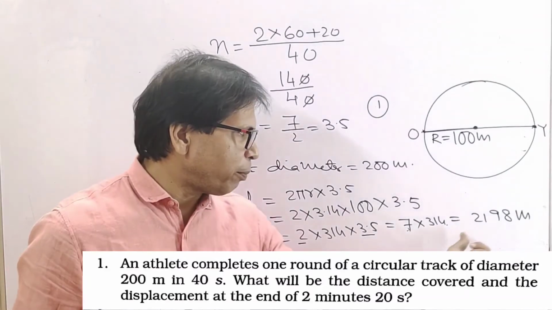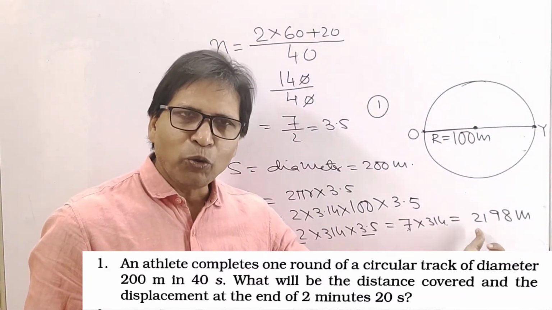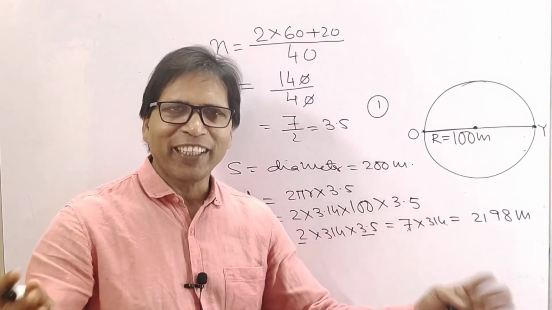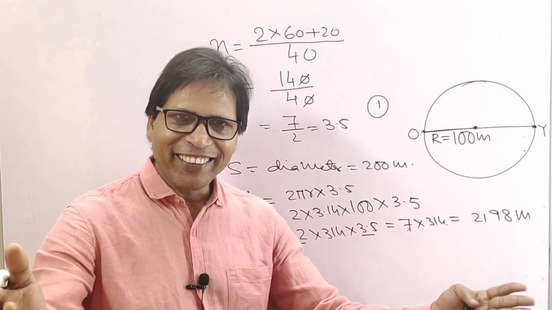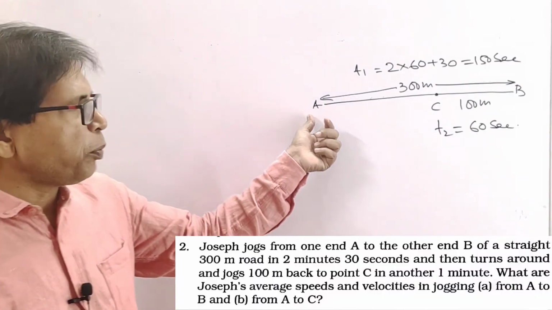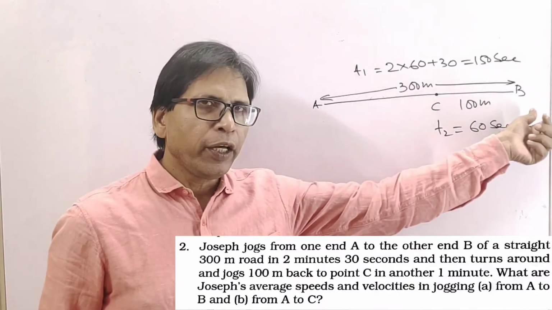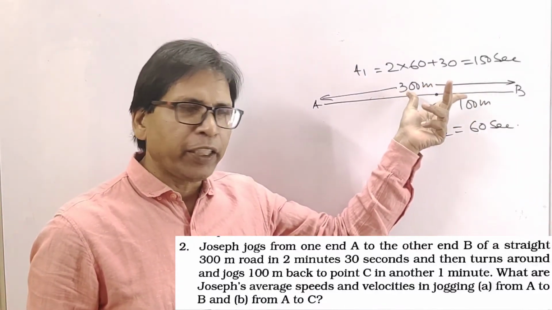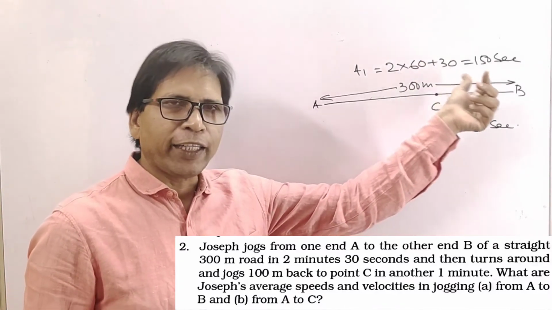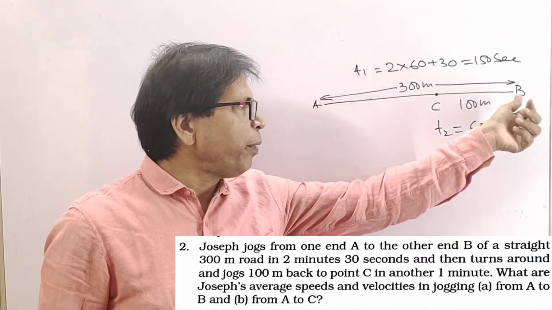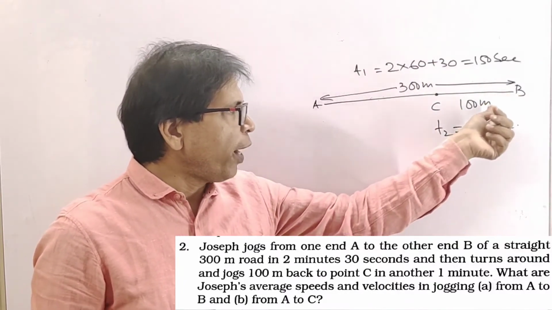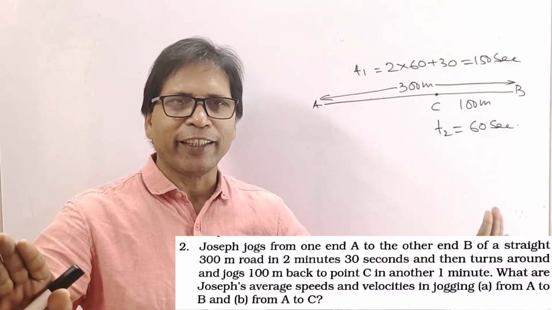So the distance covered by the athlete is 2198 meters. Okay, understood? Look at this. Joseph jogs from A to B, a distance of 300 meters, in 2 minutes 30 seconds, and then back to C, 100 meters, in 60 seconds.